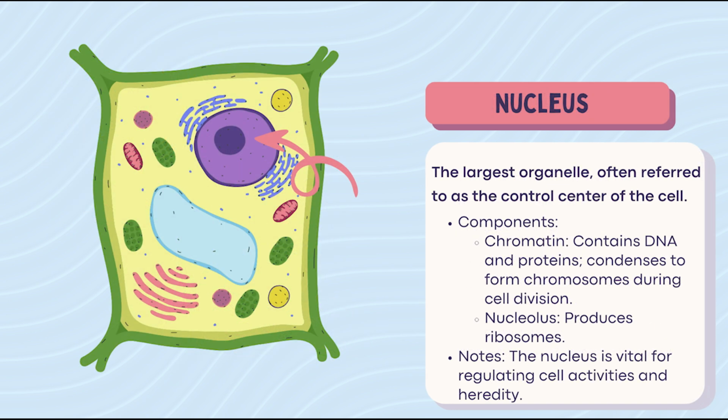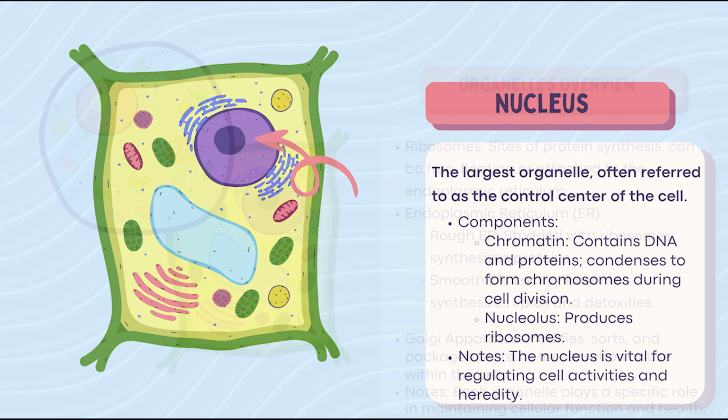The other one is the nucleus. The nucleus is the command center. Inside we find chromatin, which contains DNA and proteins that carry genetic information, and the nucleolus where ribosomes are made. The nucleus directs the cell's activity, including growth, metabolism, and reproduction.